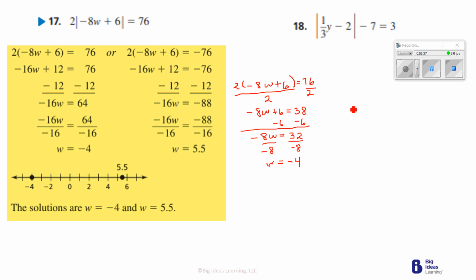I'm curious, let's go and try this one over here. And like I said, I'm going to see if my theory was correct. If I have 2 times negative 8W plus 6, I'm just giving you an alternate way of doing this, equals negative 76. Again, we could divide both sides by 2. This would give you a negative 8W plus 6 is equal to, well, we divide by 2 over here, right? Sorry, I should have put this over here like this. And this would have gave me a negative 32.